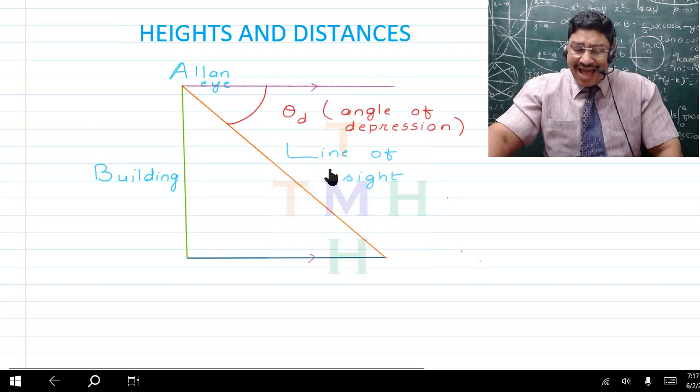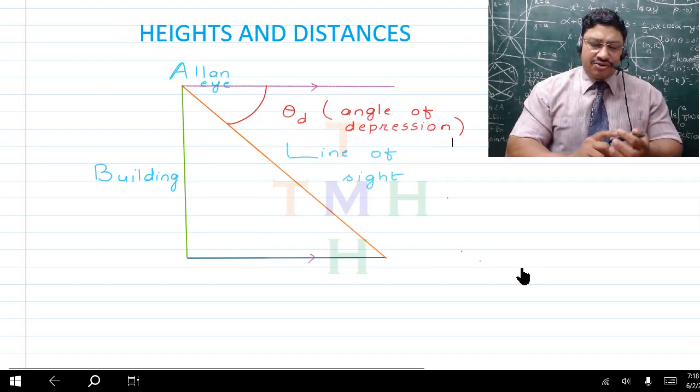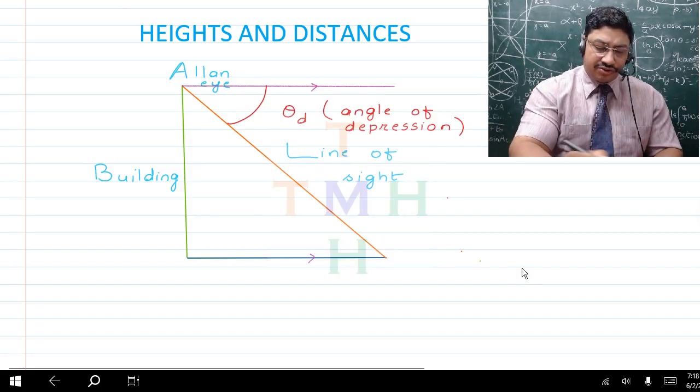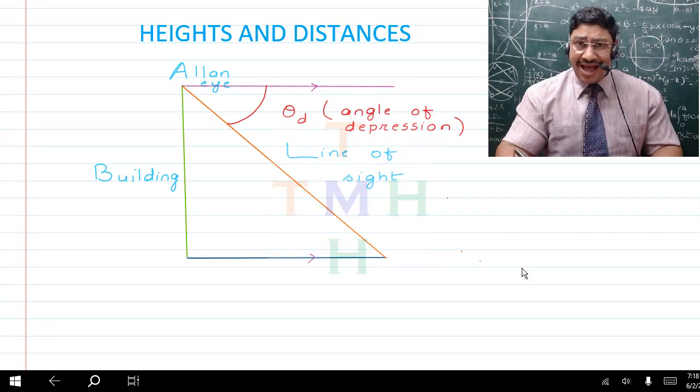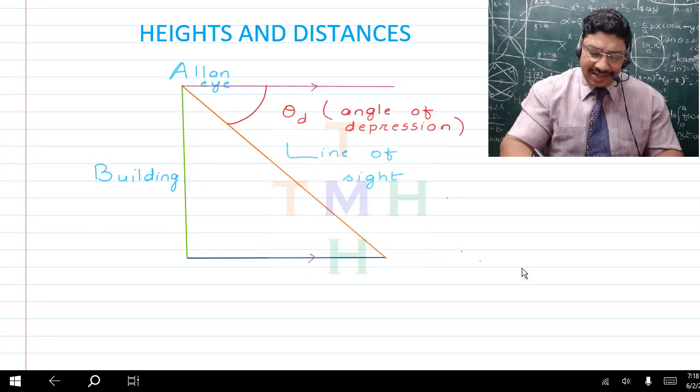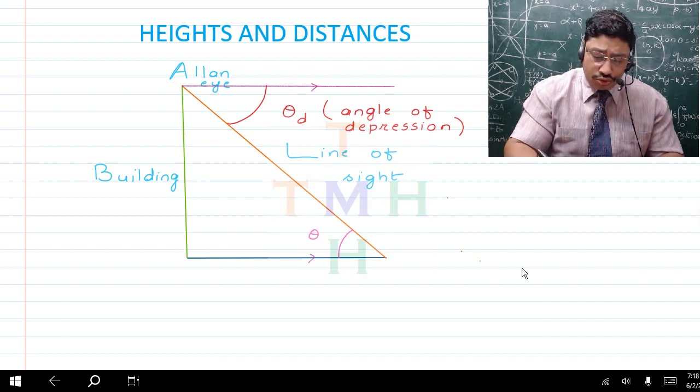Now when you find an angle with the line of sight with another straight line which is drawn from the eyes of the observer and is parallel to the horizontal, then the angle between both of these straight lines is known as the angle of depression. Now remember, children, as we have both of these straight lines to be parallel, so obviously we will also be having alternate interior angles. So if you talk about this angle, it is also theta d.